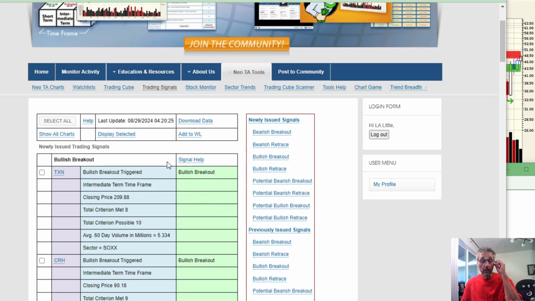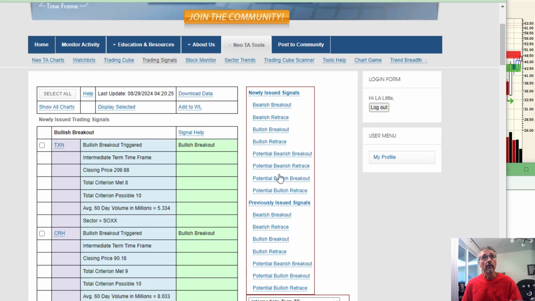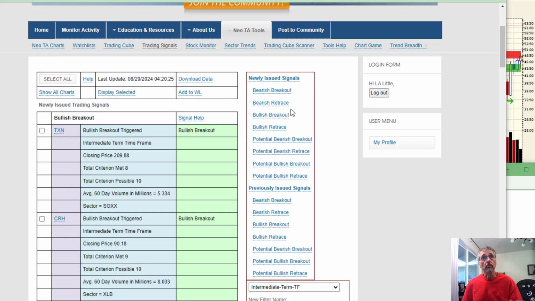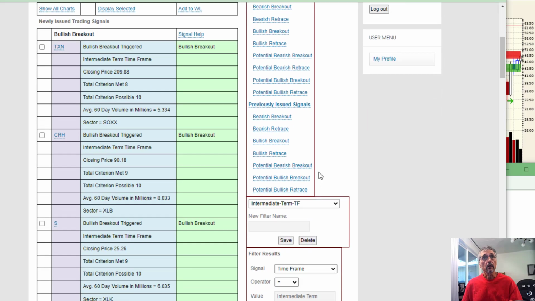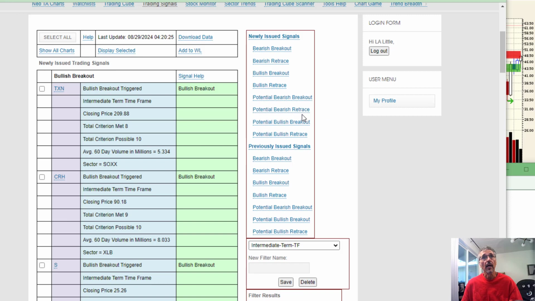And in Neoclassical, we only look at just a few things, right? We got breakouts and we got retraces, and you either have potential ones or you have actuals, and they're on both sides, right? You got bearish and bullish, and I have some previous ones here as well. So this tool gives you what happened last week, and it gives you what happened the week before if you're looking at just intermediate term time frames. So when I ran this, it pulled up these stocks.